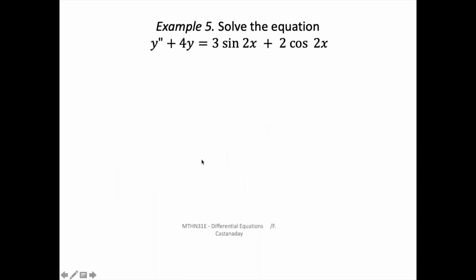Solve the equation y double prime plus 4y equals 3 sine 2x plus 2 cosine 2x. The first thing you need to do is to solve for y sub c. So you write first the auxiliary equation of this left member of the equation. So you have m squared plus 4. This equation suggests that the root is actually an imaginary root. So you have plus or minus 2i as the root for this auxiliary equation.